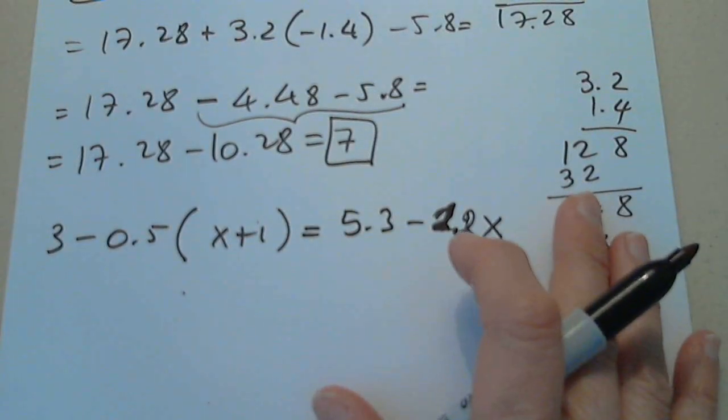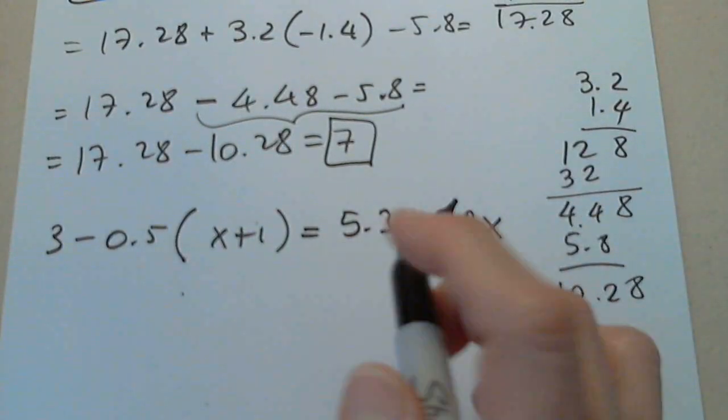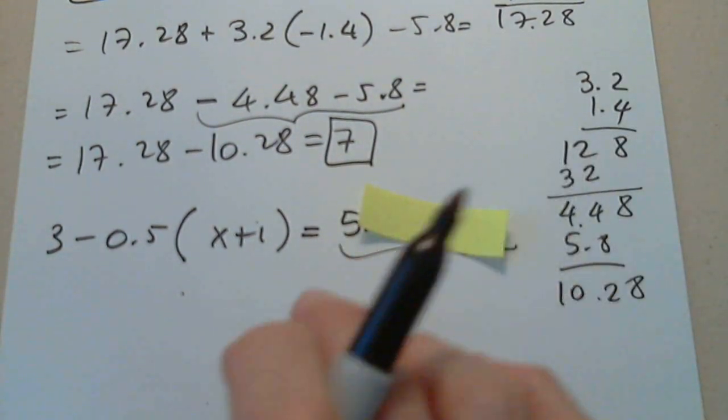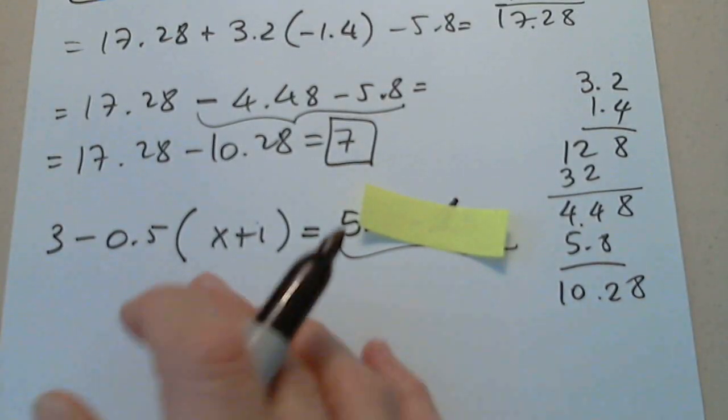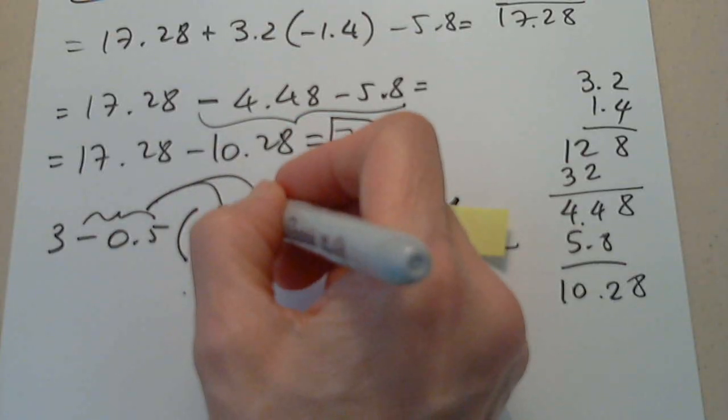Good. So first we have to clean it up. What do I mean by cleaning it up? There is nothing I can do here. This is for now carved in stone. But here I have to simplify, and first I have to distribute negative 0.5 to these two terms.